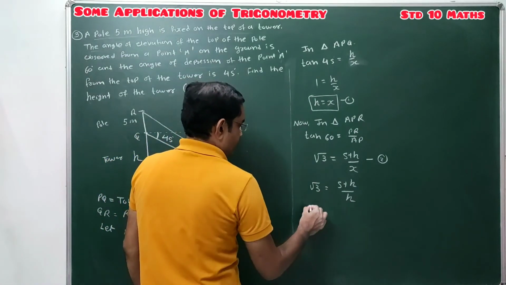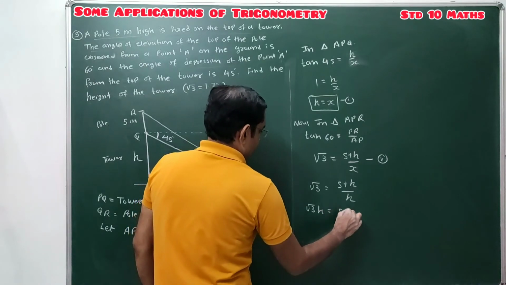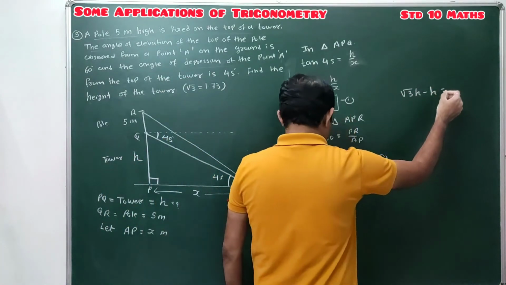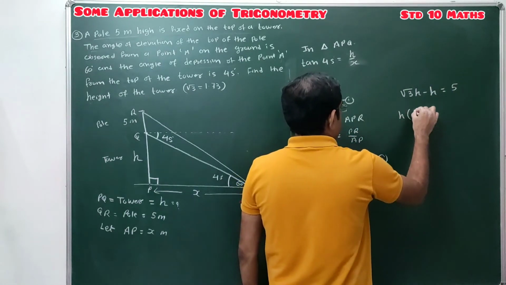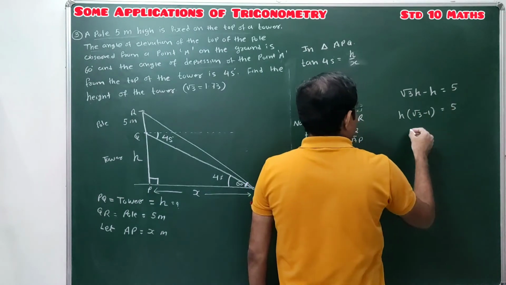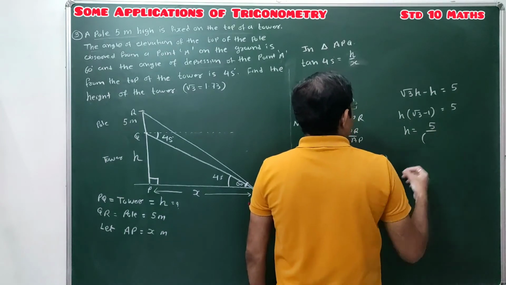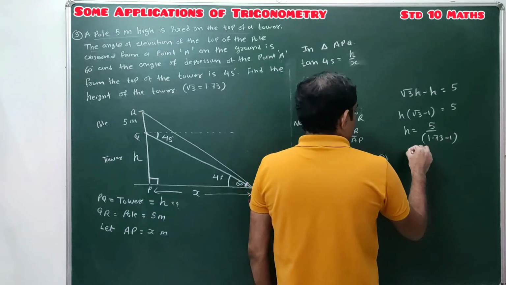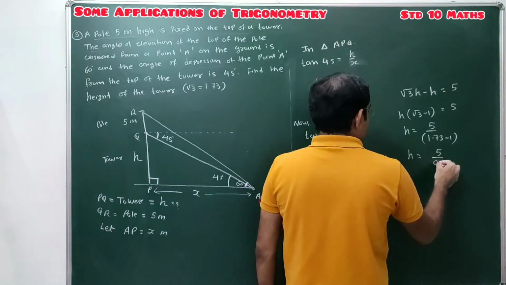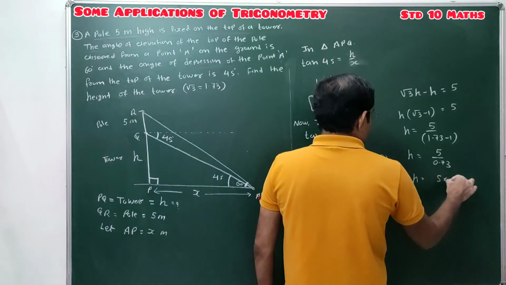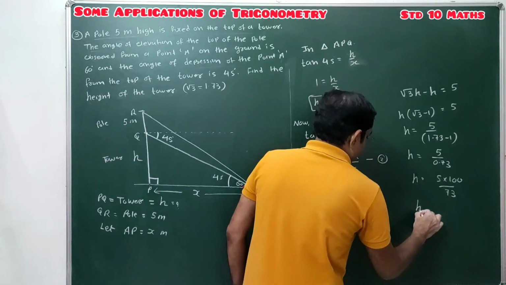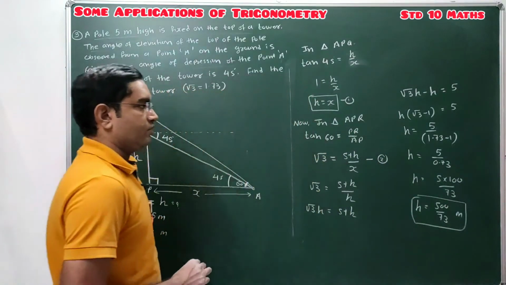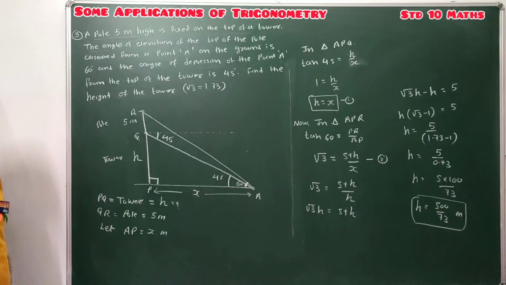So cross multiply: root 3 h equal to 5 plus h. Take this h on the left hand side. So it will be root 3 h minus h equal to 5. Take h common, so it's root 3 minus 1 equal to 5. So h equal to 5 upon root 3 minus 1, where root 3 is 1.73. 1.73 minus 1, so h is 5 upon 0.73. So h equal to 5 into 100 upon 73. So h equal to 500 by 73 meters is the answer. If you want the answer as a fraction, do the division, otherwise this is our answer. The height of the tower is 500 upon 73 meters.